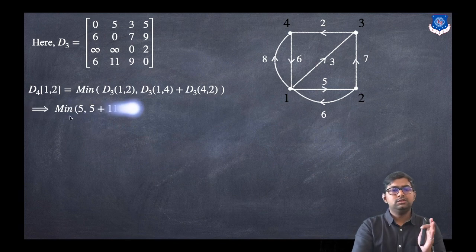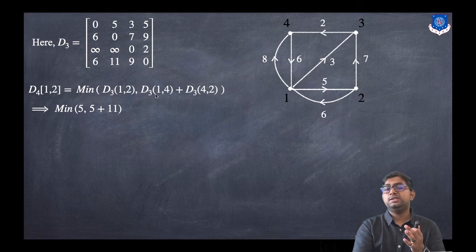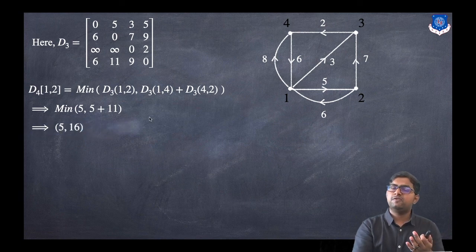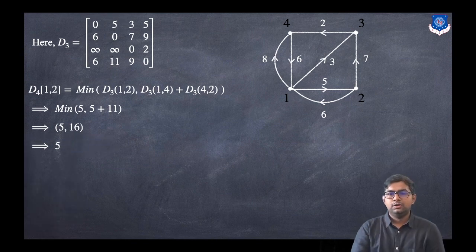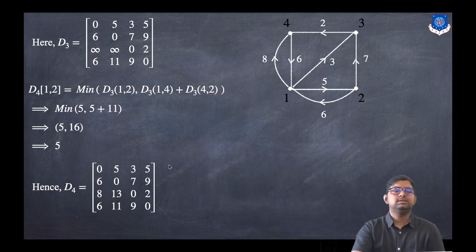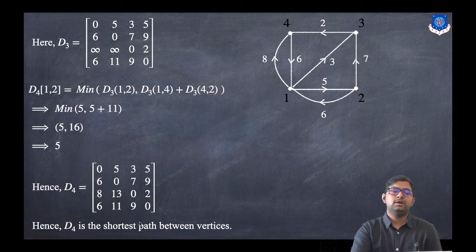So the minimum of D3 of 1 2, that is 5, and D3 of 1 4, which is 5, plus D3 of 4 2, which is 11, so 16. The minimum of 5 and 16 is 5. So this entry will be the same. So the D4 will be like this. Hence this D4 gives the shortest path between each and every vertex.